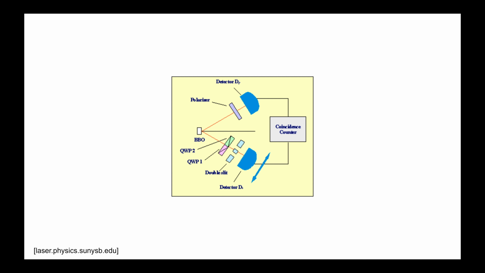Then what will we see? We will see an interference pattern. We removed the information which can derive which slit the photon went through. Therefore, we see an interference pattern.